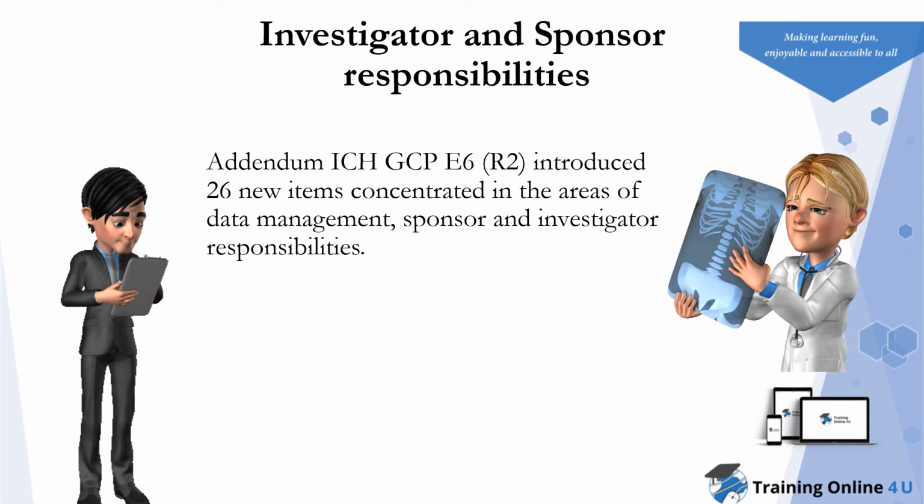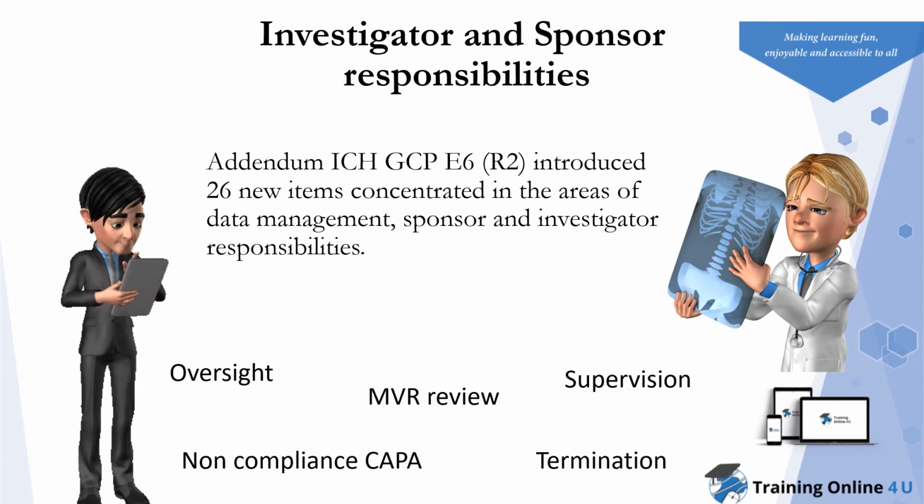Investigator and sponsor responsibilities. Addendum ICH GCP E6R2 introduced 26 new items concentrated in the areas of data management, sponsor and investigator responsibilities. Oversight. This section has been amended to include responsibility for oversight of anyone whom they have delegated to any task at the site. For example, the sub-investigator, the nurses and the laboratories.